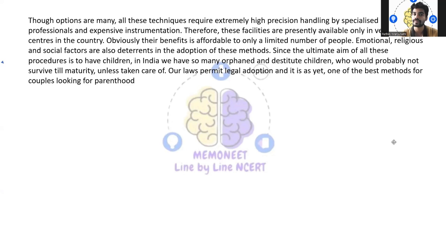But since the ultimate aim of this procedure is to have healthy children, right? In India, we have many places, many institutions, where you will be afforded all kinds of these techniques. But proper care is again very important, and there has to be some limit also. And coming over to entire reproductive health, right?